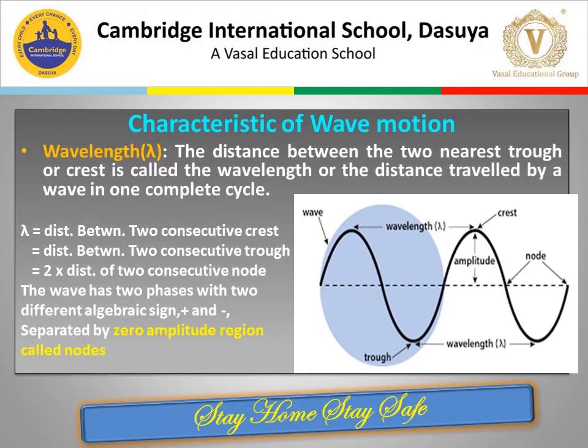So lambda, or the wavelength, is the distance between two consecutive crests, or the distance between two consecutive troughs, or it is equal to 2 times the distance between two consecutive nodes. The wave has two phases with two different algebraic signs, the positive and negative. Upper is normally taken as positive, lower is normally taken as negative, separated by zero amplitude regions called the nodes. The mean line at the center is called the node line.